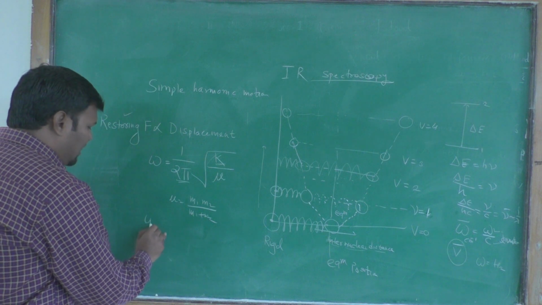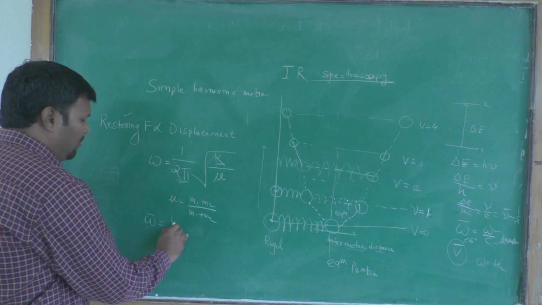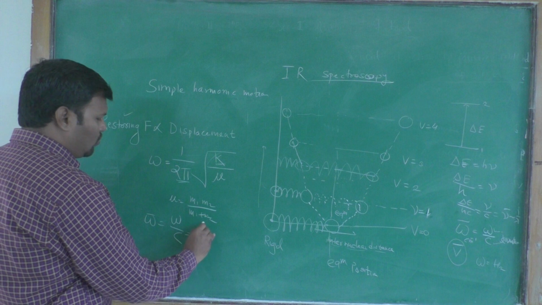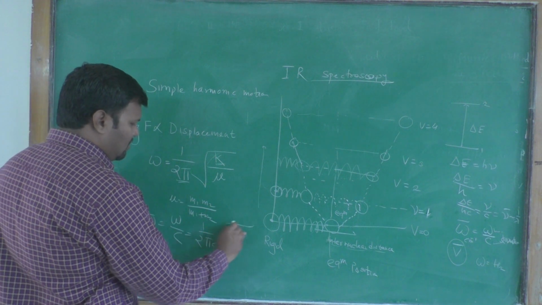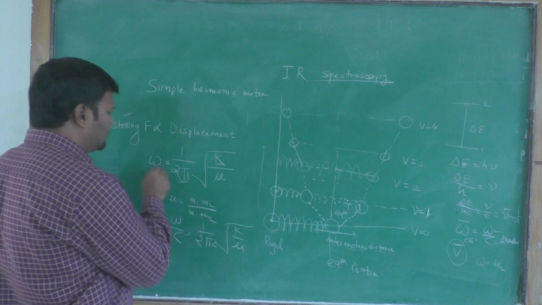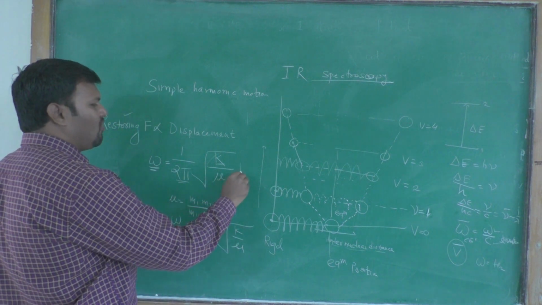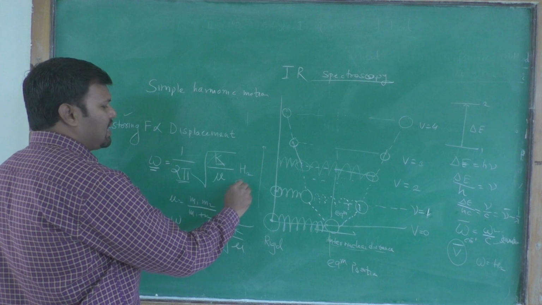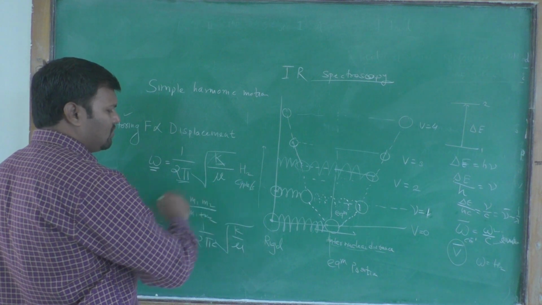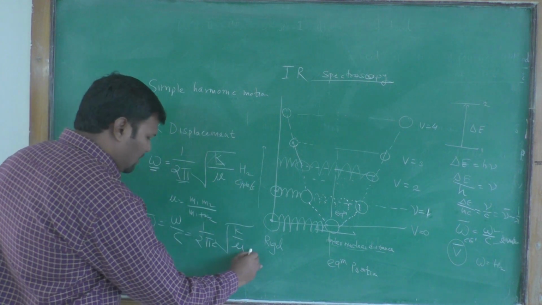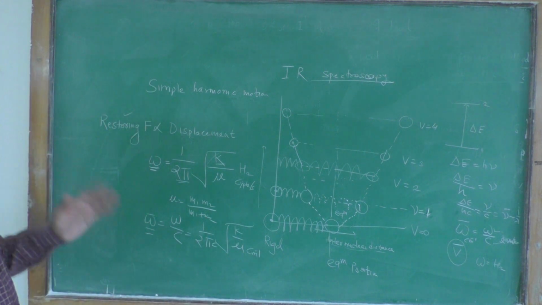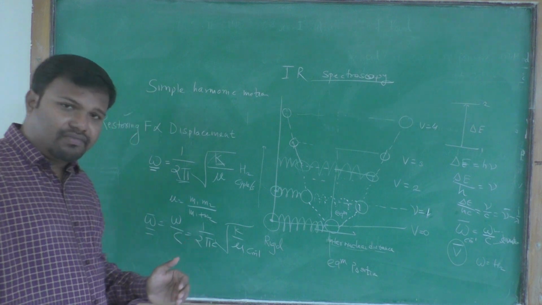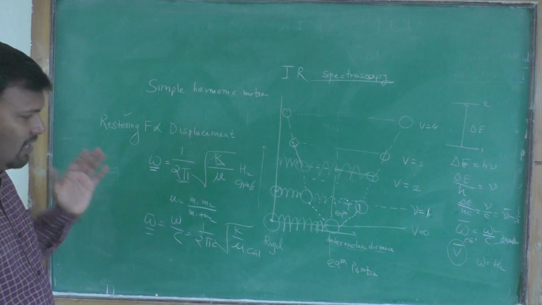In this case, omega bar is equal to omega upon c, which is equal to 1 upon 2 pi c under root k upon mu. This frequency is in the form of hertz or cycles per second, and this frequency in the form of centimeter inverse is omega bar. Therefore the spectra is expressed in the form of centimeter inverse.